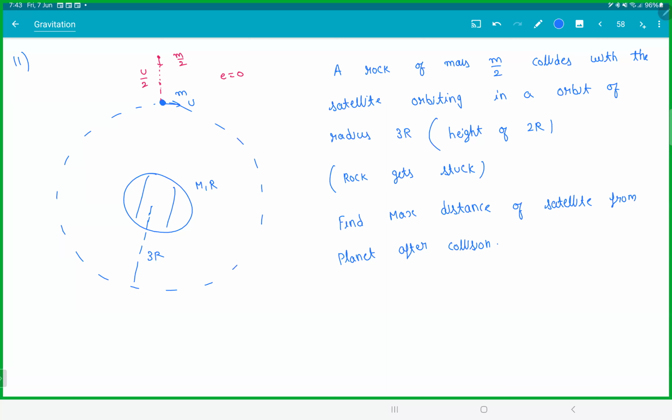How do we do this? There, collisions. This is a very interesting problem where you use all 3 conservations. It's pretty rare to get all 3 conservations.